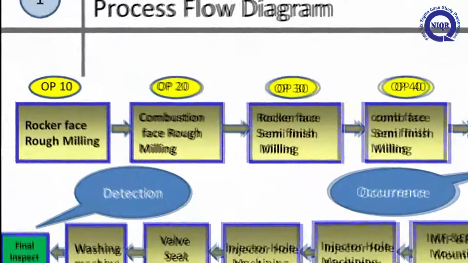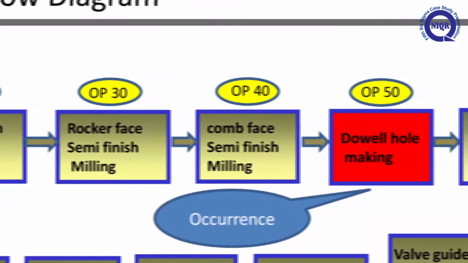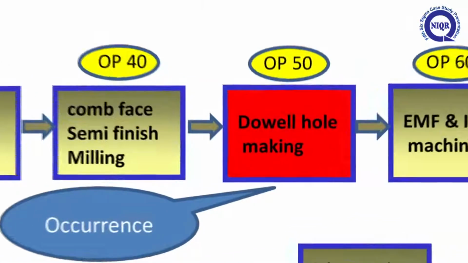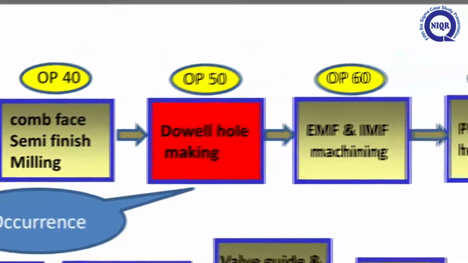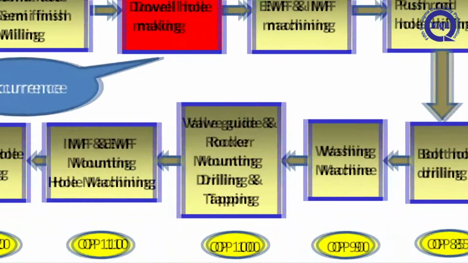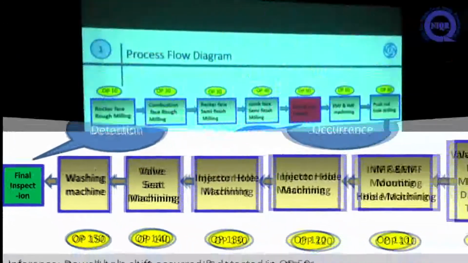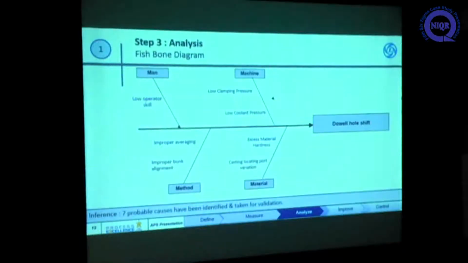This is our process flow diagram. In that, we are doing the double hole making process in operation 50. If there is any issue, it will be detected at the final stage only, when we are looking at other operations. So this is the major concern: before we detect the issue, it always leads to bulk rejection. By fishbone diagram, we identified 7 potential causes and we are validating them.